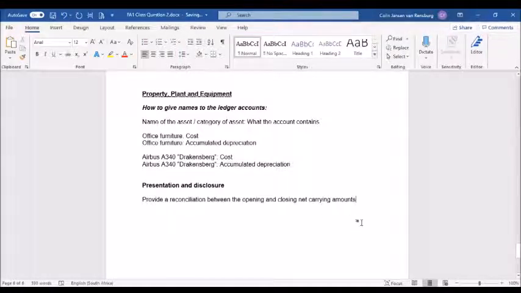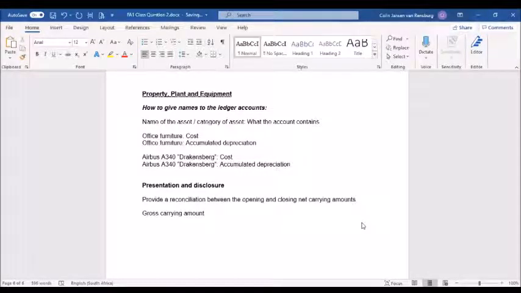Right, so that is what is required. We've got to provide a reconciliation between the opening and closing net carrying amounts. The net carrying amount, ladies and gentlemen, is simply what they refer to as the gross carrying amount. Maybe let's just talk about the gross carrying amount before I carry on.